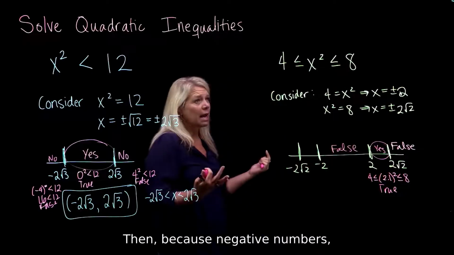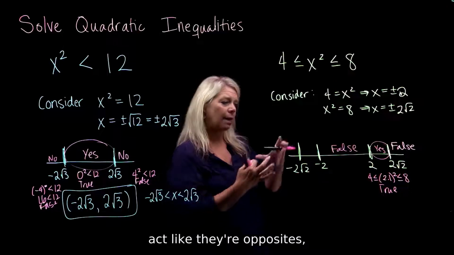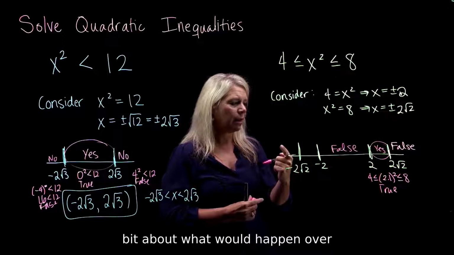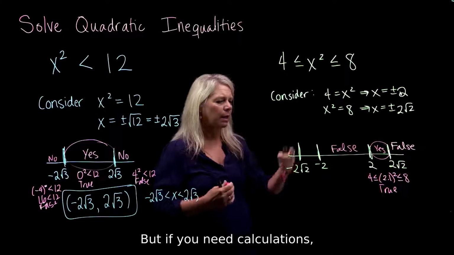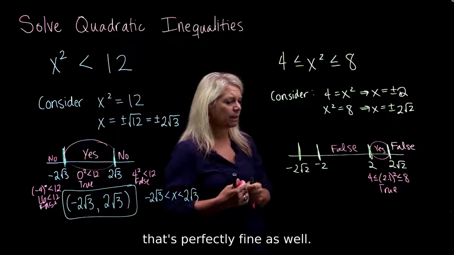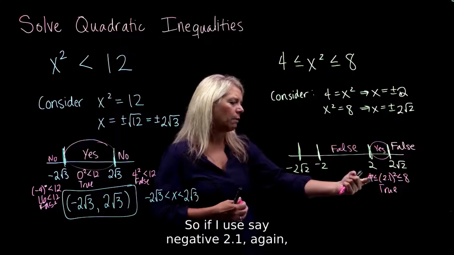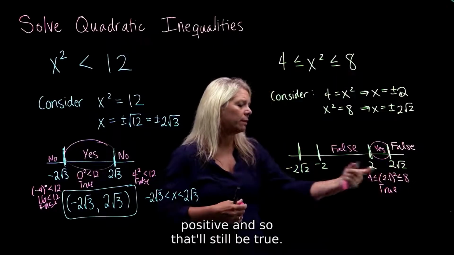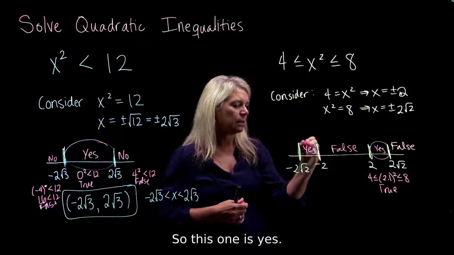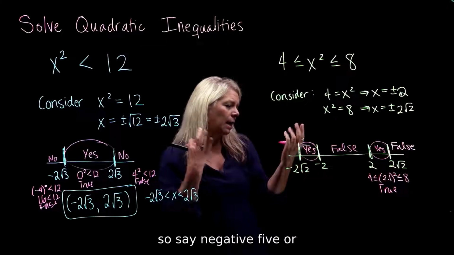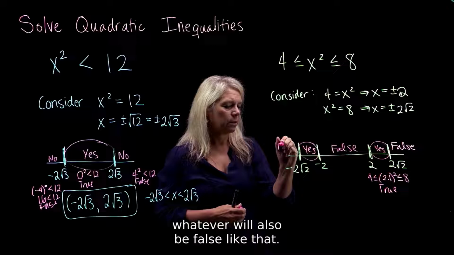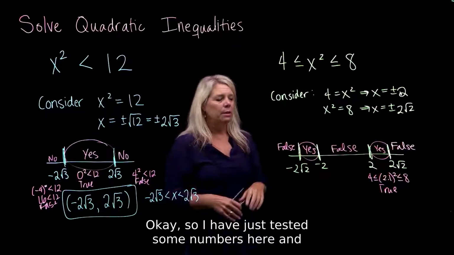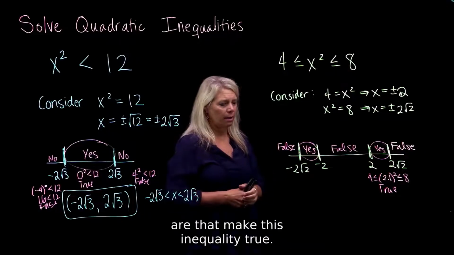And then, because negative numbers, when you square them, act like their opposites, they're positive numbers, maybe you can think a little bit about what would happen over here without actually having to do a bunch of calculations. But if you need calculations, that's perfectly fine as well. So if I use, say, negative 2.1, again, remembering that when you square, it's going to make the result positive, and so that'll still be true. So this one is yes. And then over here, so say negative 5 or whatever, will also be false like that. Okay, so I have just tested some numbers here and determined where my intervals are that make this inequality true.